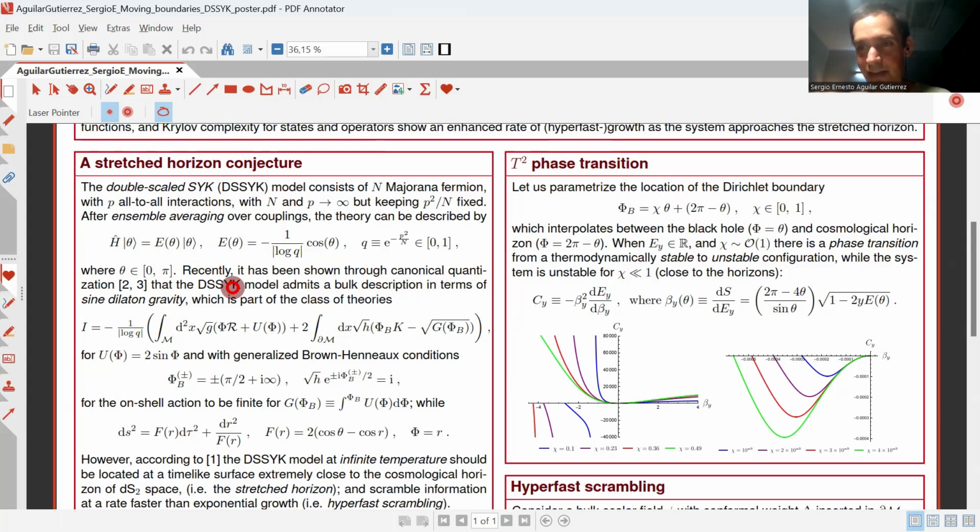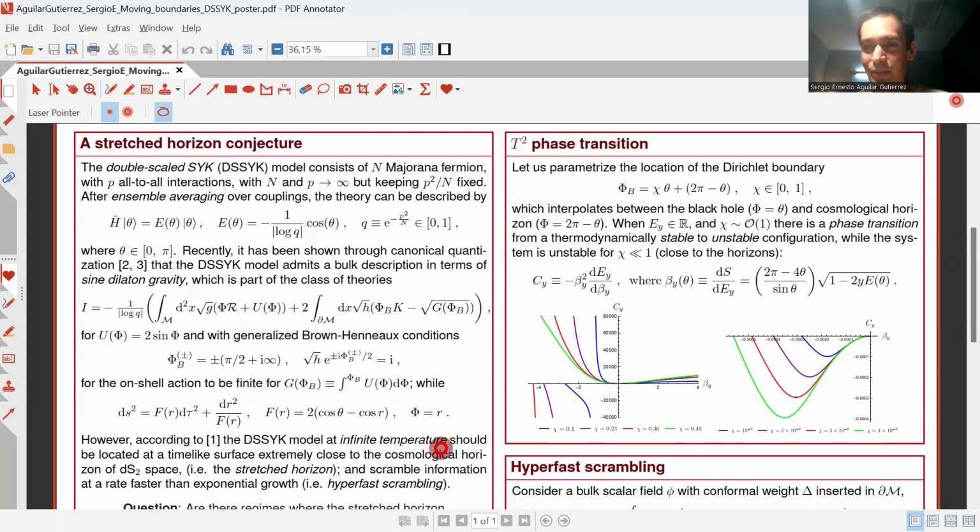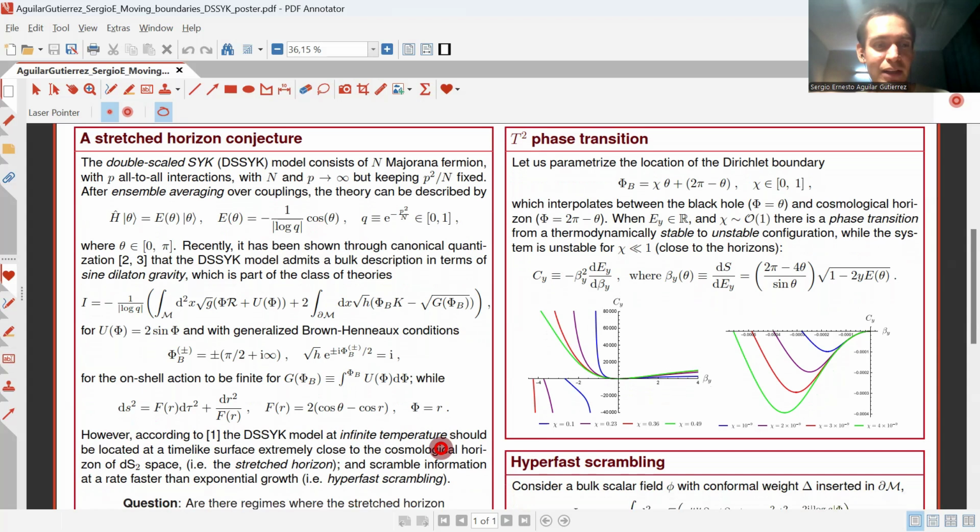However, as I told you, there has been a recent development that tells you that, using canonical quantization, this type of theory called sine dilaton-gravity, for this type of dilaton potential and this type of boundary conditions, becomes dual to the double-sided SYK model. And the metric basically takes the form that has a black hole horizon and also cosmological horizons, and they are identified with other horizons in the model.